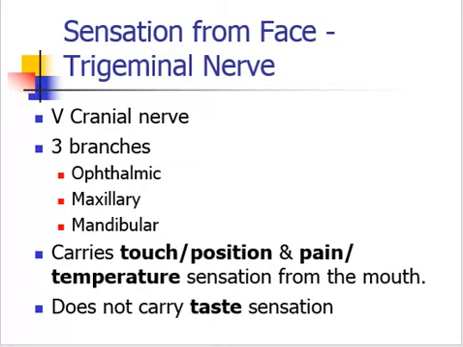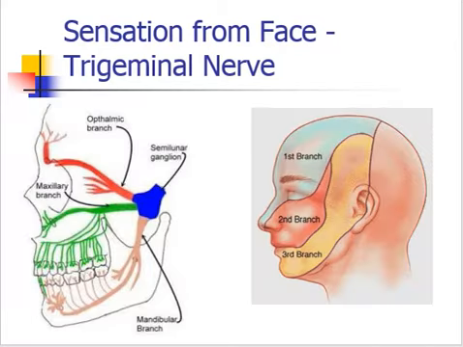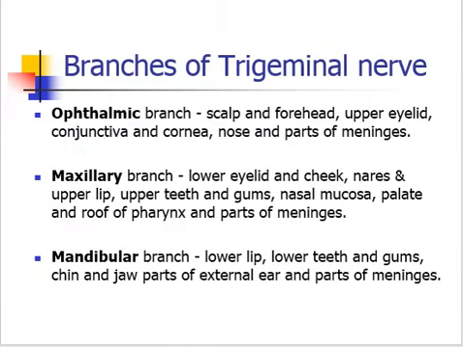And sensation from the face and head is carried by the fifth cranial nerve, the trigeminal nerve. It has three branches, ophthalmic, maxillary and mandibular, which carry touch, position, pain and temperature sensation from the mouth. It does not carry any taste sensation here. So these are the areas: first branch, second and third branch.